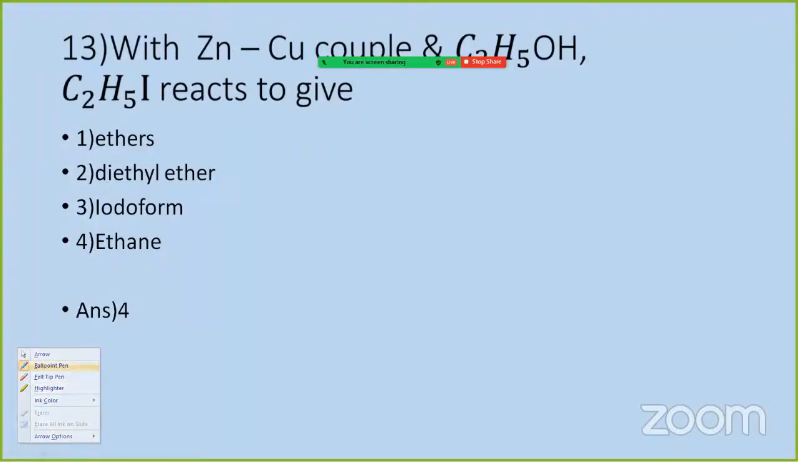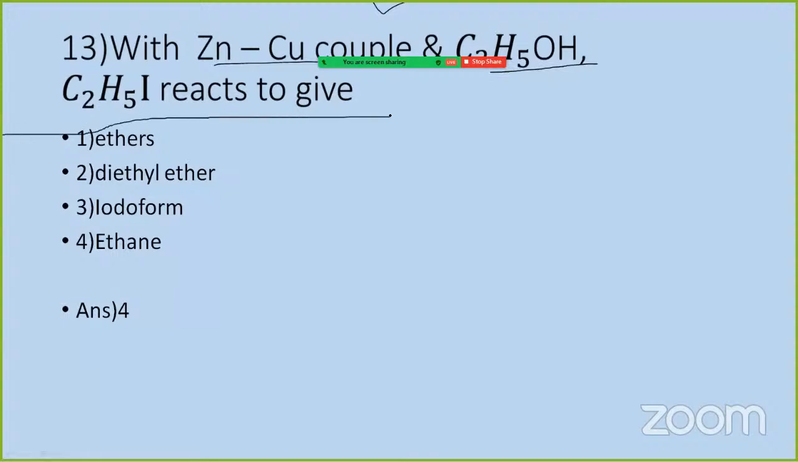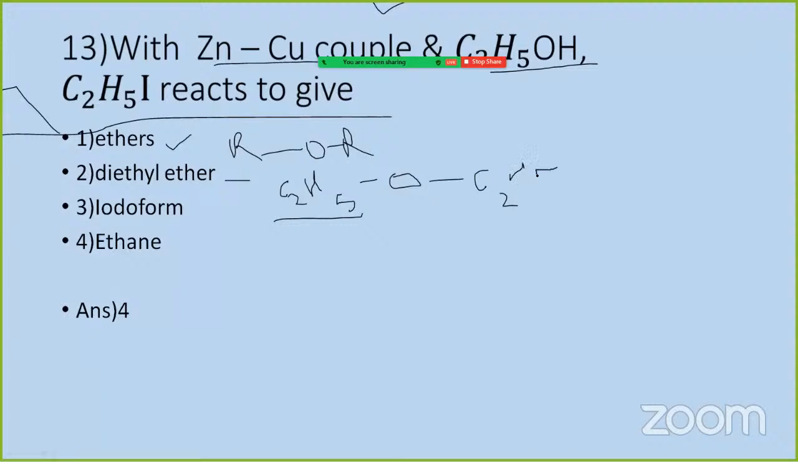See here, with the zinc copper couple and C2H5OH, ethyl iodide C2H5I reacts to give what? They are asking you about ethers. Ethers means R-O-R. Diethyl ether means C2H5, which is ethyl, and in between oxygen, one more ethyl group, C2H5. So this is diethyl ether.